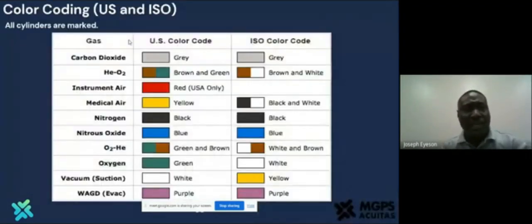So this is actually a color coding for some areas, the ISO, and feel free to search to know the difference between some of the color codes. For instance, for ISO, oxygen is always white, and in the US standard, the US code, it is green, and then yellow for vacuum in the US standard, and white for vacuum under ISO. So feel free to look at all these standards.